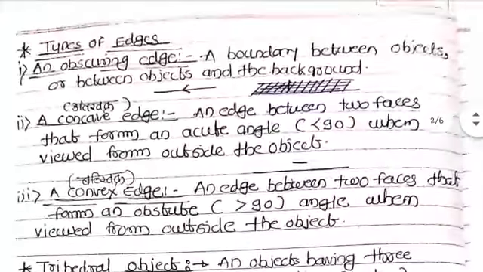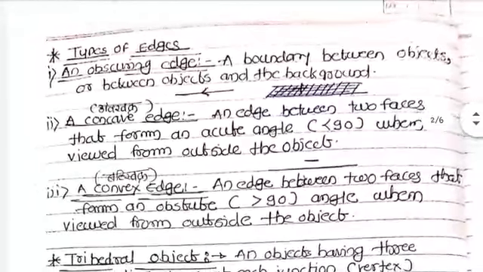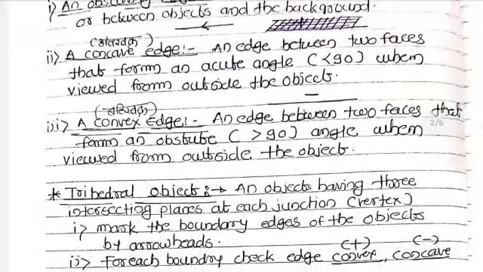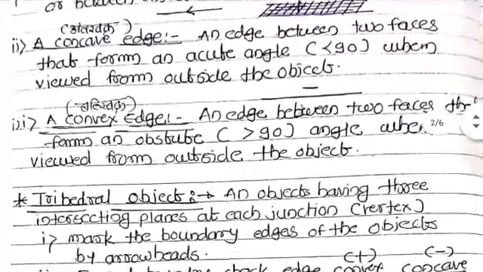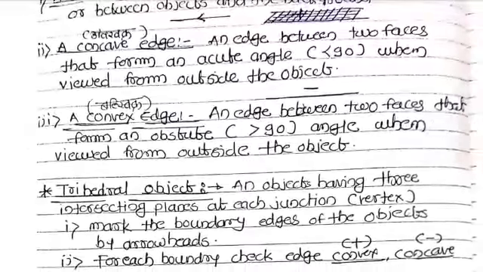We will see that over here. Next, the concave edge: an edge between two faces that form an angle less than 180 when viewed from outside the object. We will discuss this with the example. Convex edge: an edge between two faces that form an angle greater than 180 when viewed from the outside of the object. This is called a convex edge.